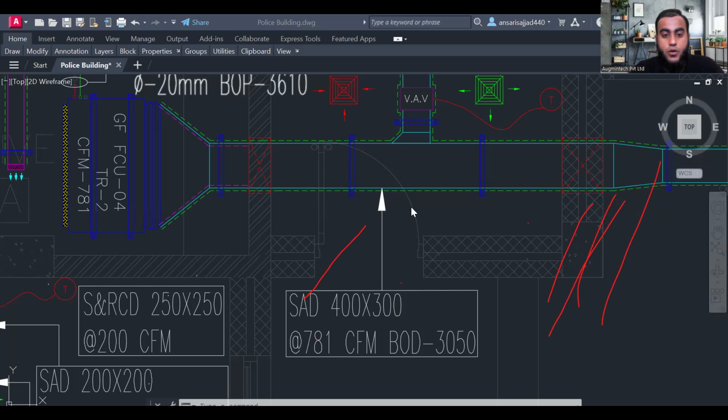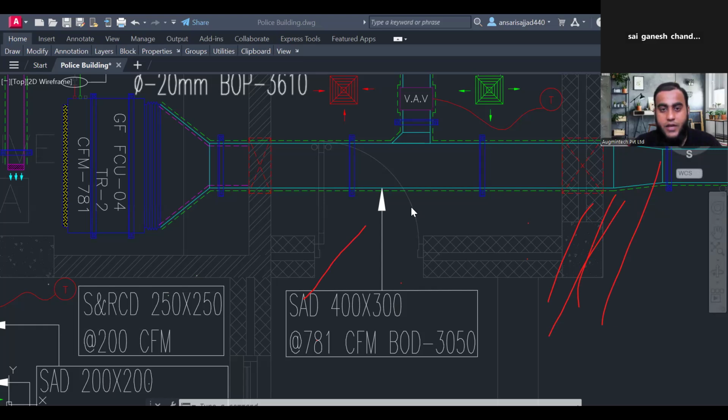So tell me now, who is interested in this webinar? Can we conduct a webinar on the duct designing method? Okay, so we'll plan that next, on the duct designing method.